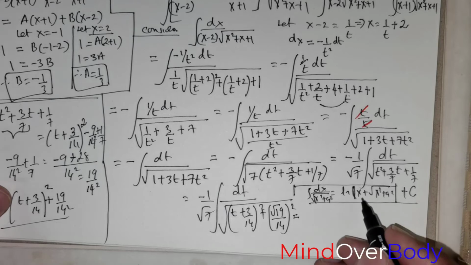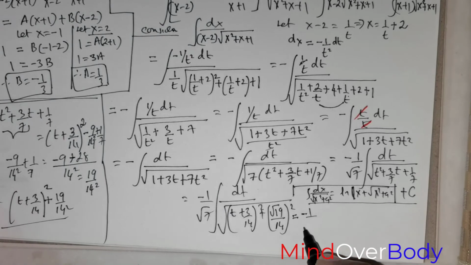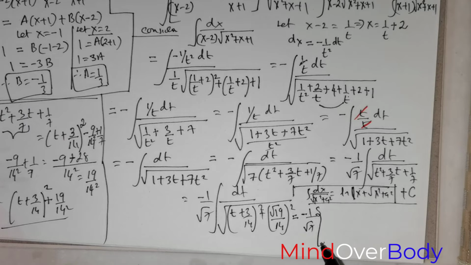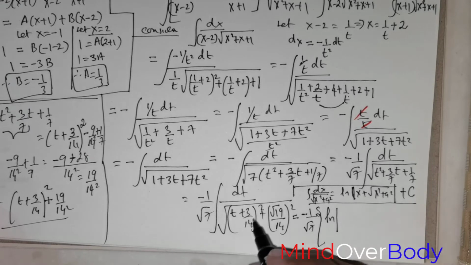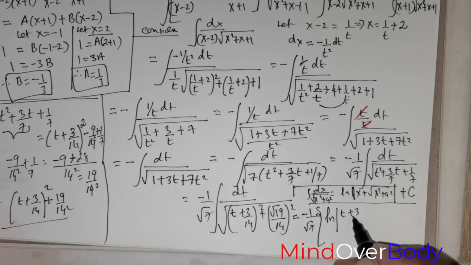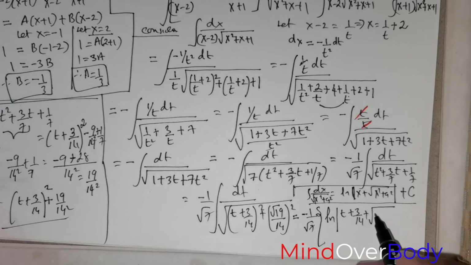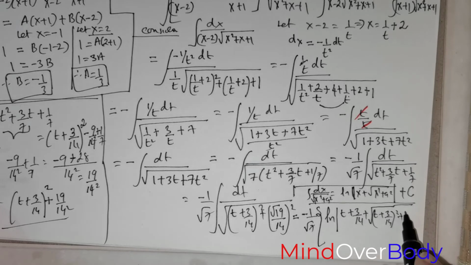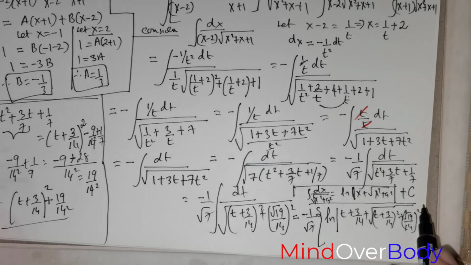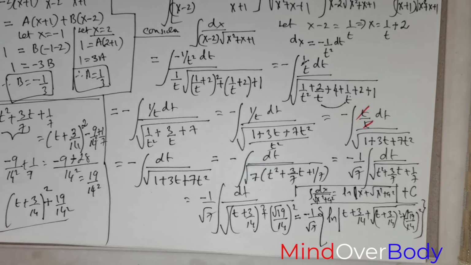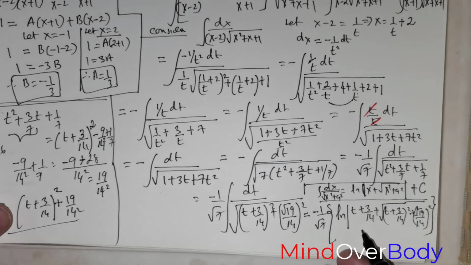So upon applying this formula, this is going to give me negative 1 over root 7. I'm going to place a flower parenthesis. So we are going to have ln modulus x, in place of x is going to be t positive 3 over 14 positive root of this entire quantity, that's going to be t positive 3 over 14 raised to the power of 2 followed by positive root of 19 over 14 raised to the power of 2. Of course we need to place a parenthesis, but we will have to revert.